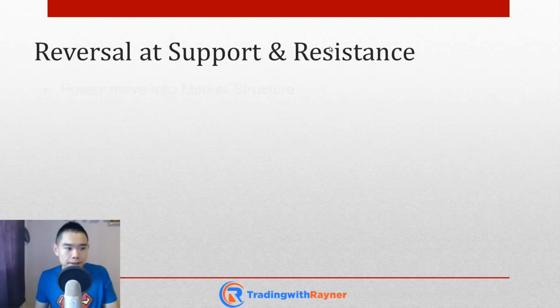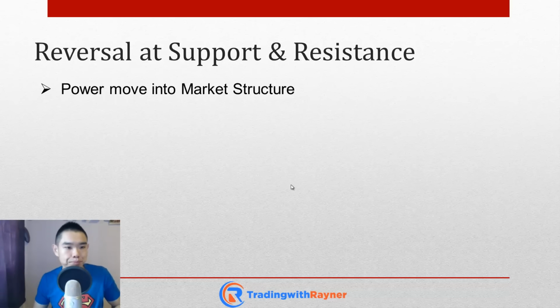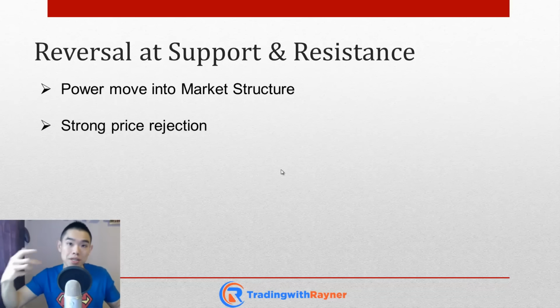Look at this. You want to see a power move into market structure. What this means is that if you have drawn your area of support or resistance, you want to see a strong move into the level. Big bodied candles, large bodied candles. That's what I mean by a power move. Very strong momentum move. Number 2, you want to see strong price rejection.